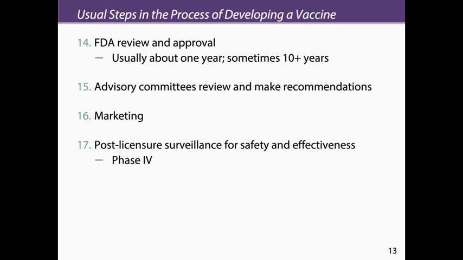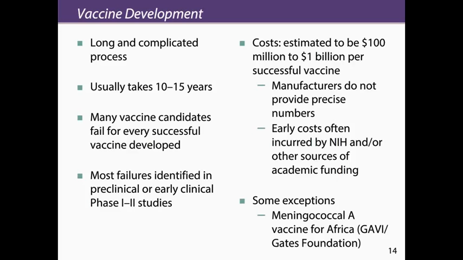After licensure, the company goes through a marketing process, and also in recent years, the FDA has insisted upon setting up what's now called phase 4 studies for surveillance to monitor the safety after vaccination and to document that the vaccine is still effective or potent after licensure. This is a very long and complicated process. The usual process for a vaccine takes between 10 and 15 years.